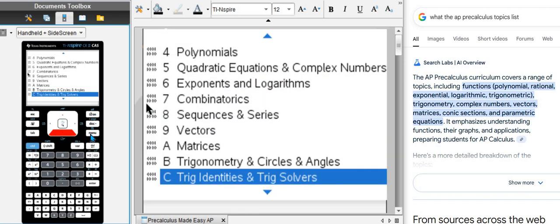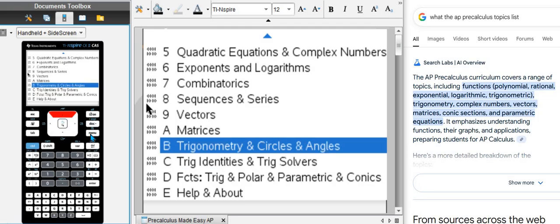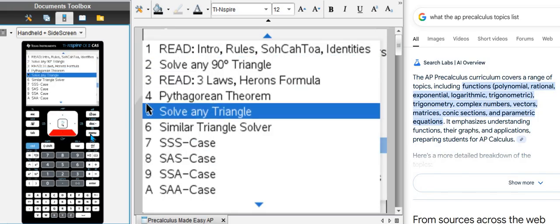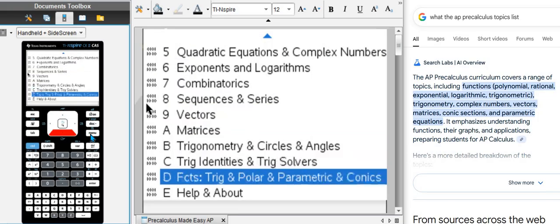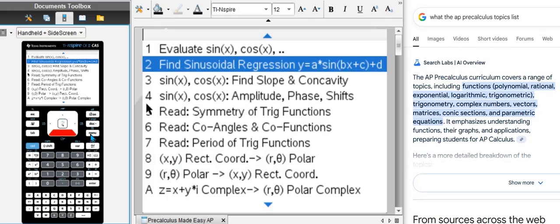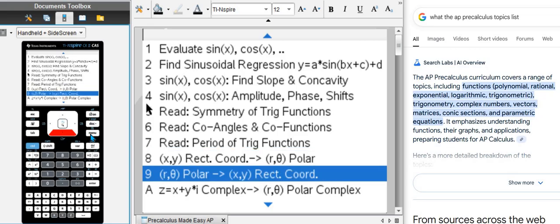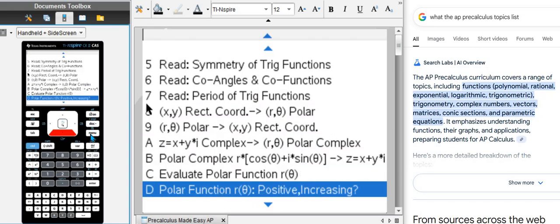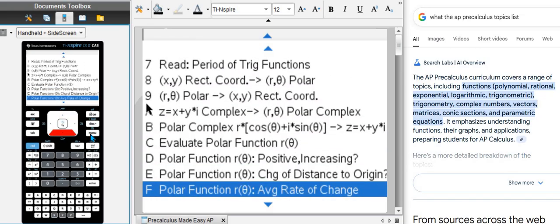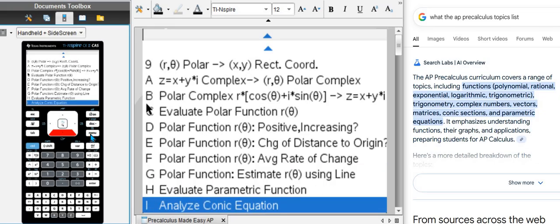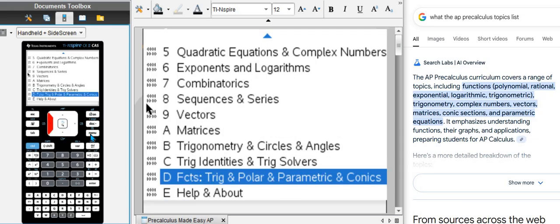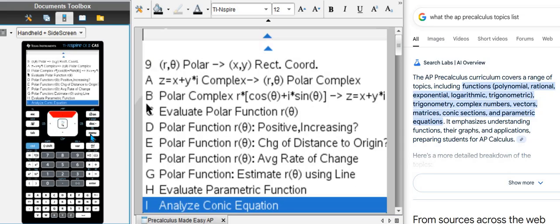And then lastly, the trigonometry, anything trigonometry related: solve trig problems, analyze trig functions, sine, cosine, convert rectangular coordinates to polar, complex, evaluate a polar function, and also do the parametric function and analyze a conic equation. So you're in really good hands. Let me show you a few cool examples.